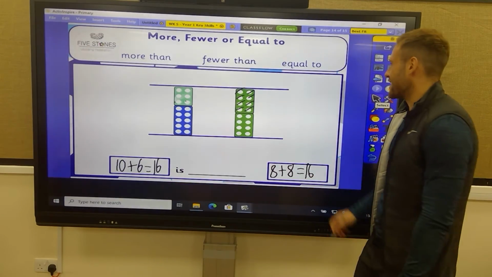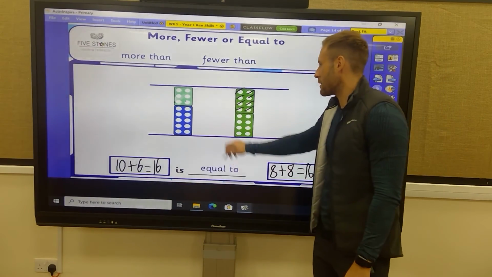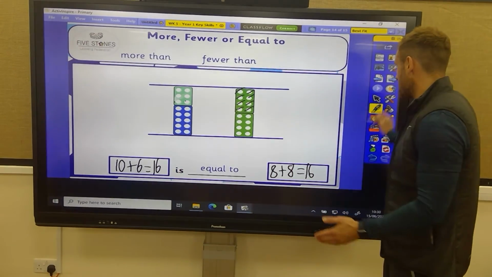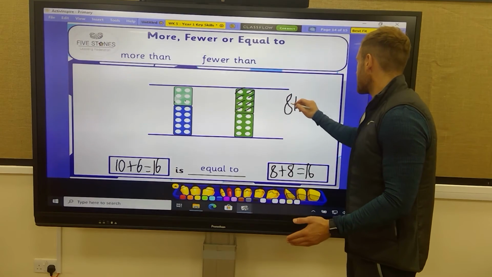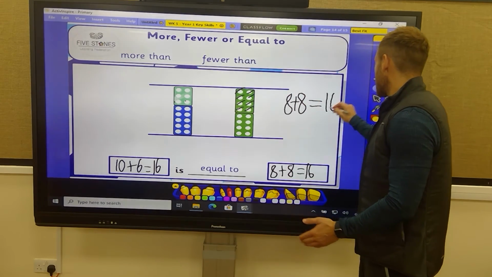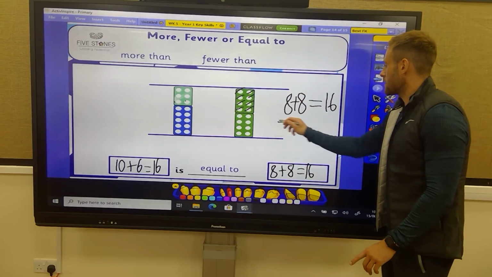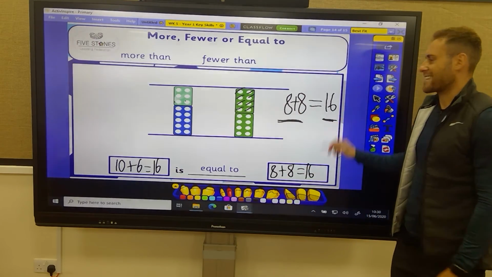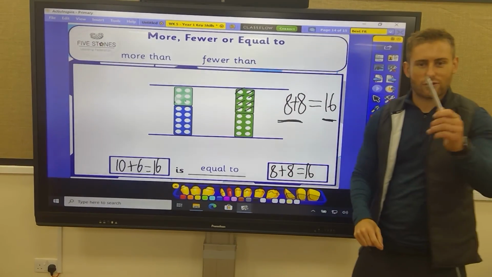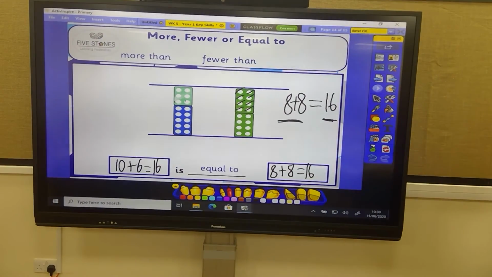Great, this one was nice and easy, wasn't it? We're very familiar with this sign here. That is our equal sign. So when we are using 8 add 8 equals 16, that means that this is the same as this. As you can see clearly that it is. So good work if you managed to get that.